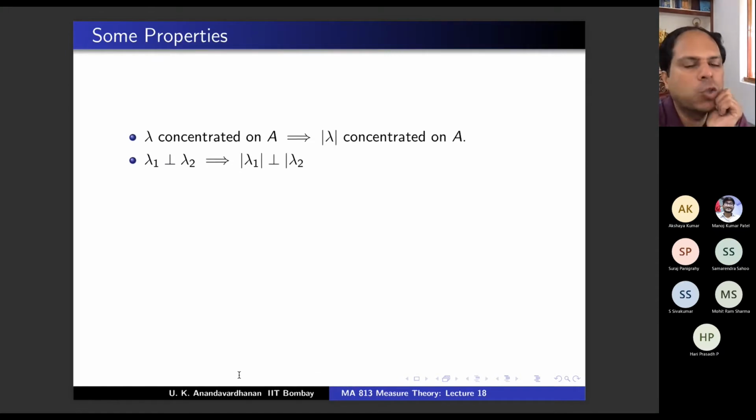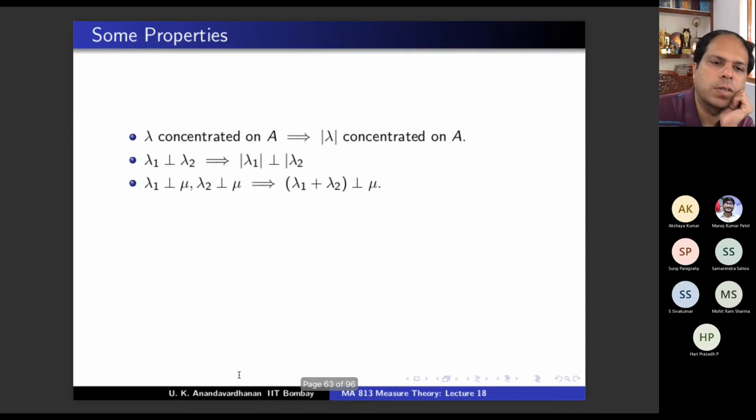If lambda 1 and lambda 2 are mutually singular, then mod lambda 1 and mod lambda 2 are mutually singular. So if lambda 1 is concentrated on A, and lambda 2 is concentrated on B, there exist such A and B which are disjoint. We know that. So by the previous step, mod lambda 1 is concentrated on A and mod lambda 2 is concentrated on B. A and B are anyway disjoint. So this follows, no? Yes. The same A and B which work for lambda 1 and lambda 2 work for mod lambda 1 and mod lambda 2. So this is obvious.